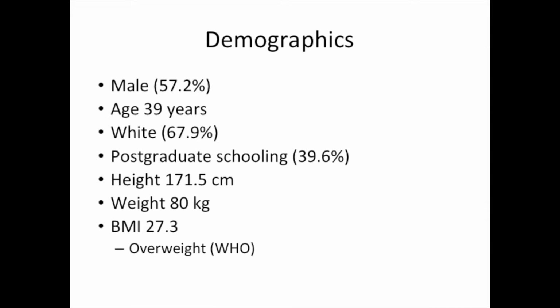Subjects in the sample were primarily male, average age 39 years, white, had a high proportion of postgraduate schooling, average height of 171.5 centimeters, average weight of 80 kilograms, and average BMI of 27.3, which is considered overweight according to the World Health Organization. Other than mortality, no significant differences were found between the demographic makeup of the sample and the repository as a whole. This may indicate that our sample was unexpectedly healthier than patients in the repository typically are and may represent a shortcoming in our study.